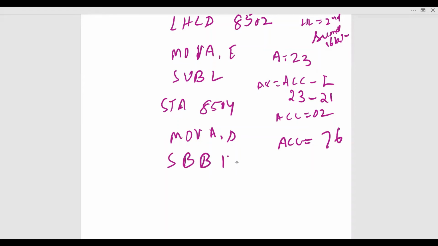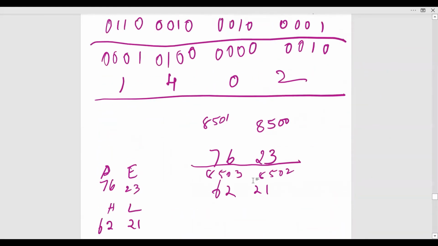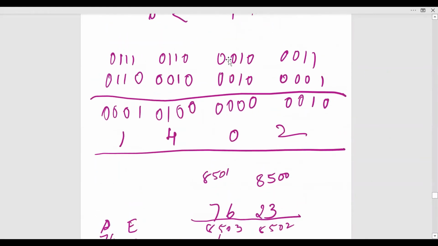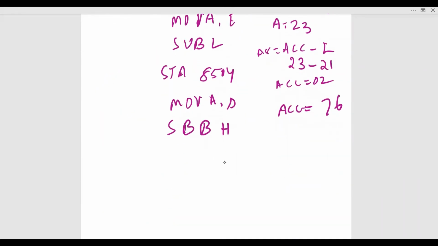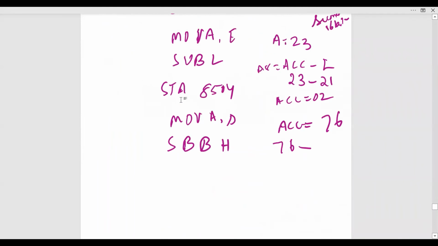Now here we have to use SBB, subtract with the borrow, because if there is, suppose, a borrow from the higher byte to the lower byte, we have to perform the subtraction with the borrow. So we have to use SBB H, subtract with the borrow the contents of H from the contents of the accumulator. Now the accumulator consists of 76 minus H, which consists of the number 62. So 76 minus 62, if there is any borrow, the carry flag will be set.